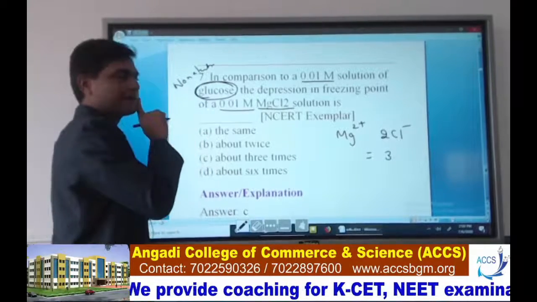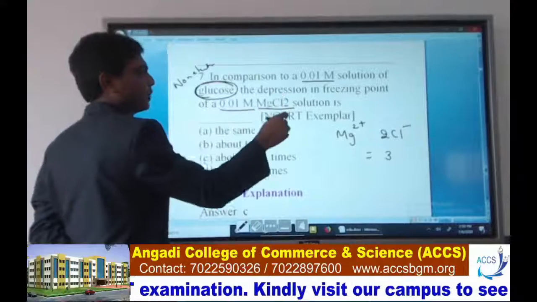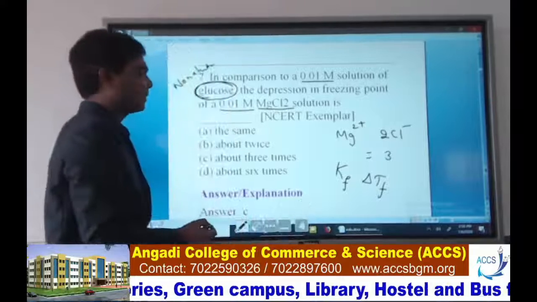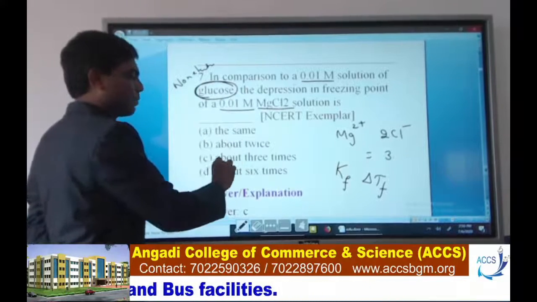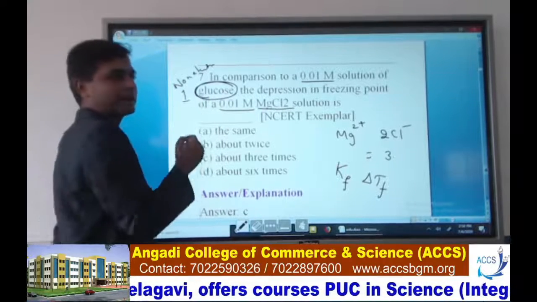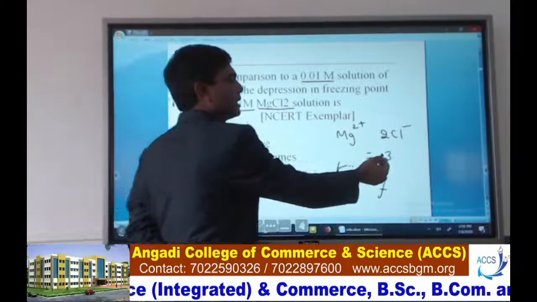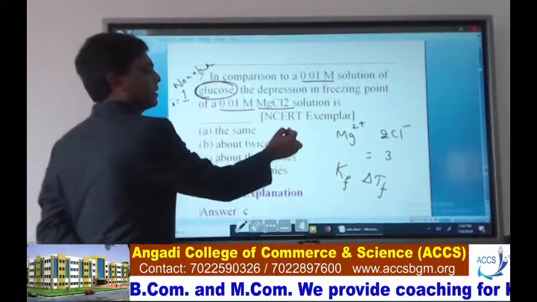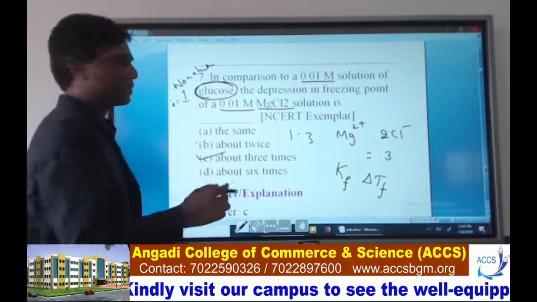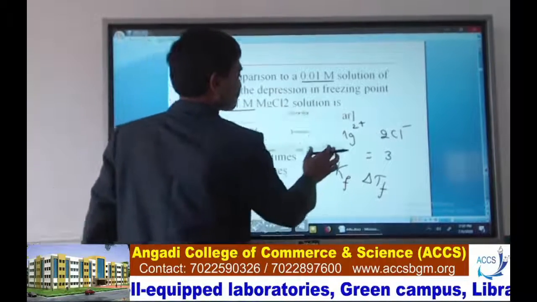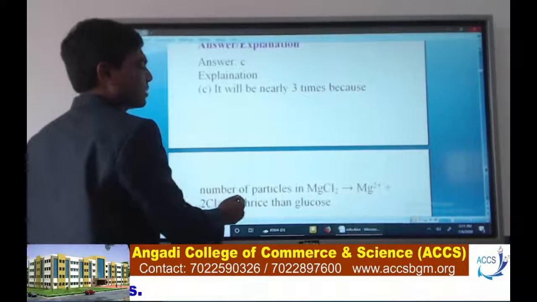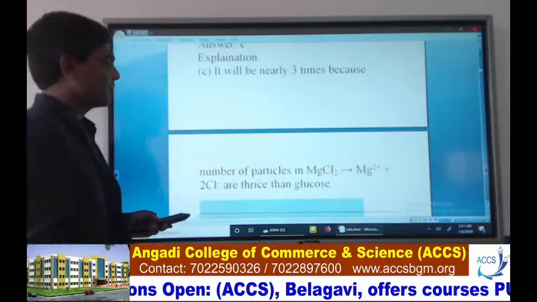Okay. Based on this one, he is asking about the depression in freezing point. Depression in freezing point means what? Kf, delta Tf. He is asking about this one. Same twice, about 3 times, about 6 times. If glucose has no ion, it is taken as i equal to 1, and here 3 ions are there. When you compare 1 and 3, what is the ratio? 1 is to 3. Therefore, the answer is about 3 times, that is 1 is to 3 ratio. Okay. Next one. So you can see the answer also. It will be nearly 3 times because the number of particles in this one are 3 times that of glucose.